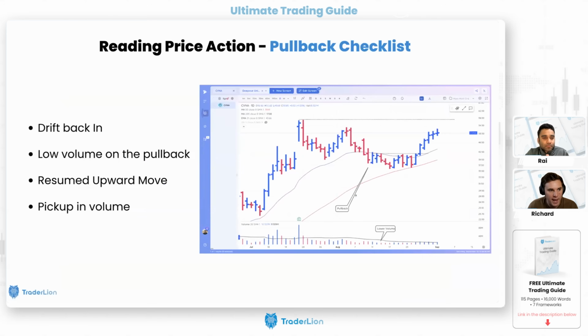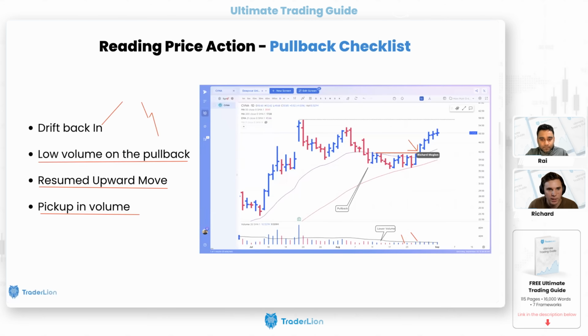Look for a drift back in versus just a sharp decline in 1, 2, 3 days right back to the moving average. Look for low volume on the pullback. Look for that range breakout or resumed upward move that we got as we broke through the tops of these bars right here. And then look for a subtle pickup in volume. Not necessary, but always good. And we do get a little bit of that right here where it's higher volume than during the pullback. It's really for the base pivots that you want to see explosive volume, but I'm never going to argue with a pickup in volume through not the base pivot, but more of a consolidation pivot like we saw here.